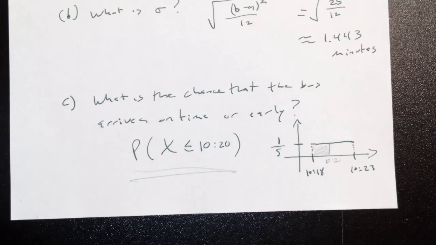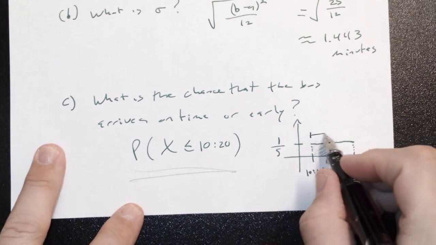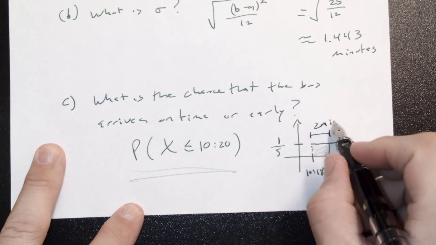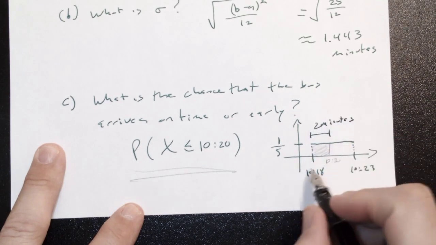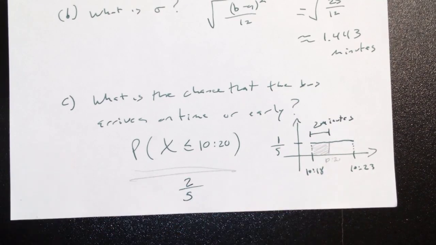Almost. It's length times height. But the length of that box is 2, 10:20 to 10:18, right? It's only 2 minutes wide, and it's 1/5 tall. So this is 2 minutes, 10:20 minus 10:18, so this is 2/5. I didn't need to do any math. I just needed to draw the picture and shade the piece of the box I wanted.